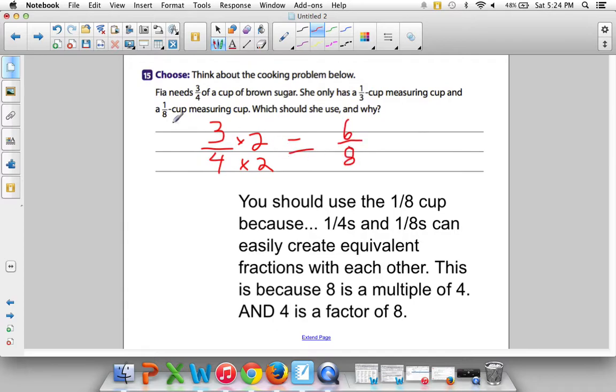And then look, all of a sudden, there's a connection there. 1/8, 6/8. It's like they're the same. They're in the same family. They're both in the eighths family. But 1/3, that'd be a little trickier to work with.